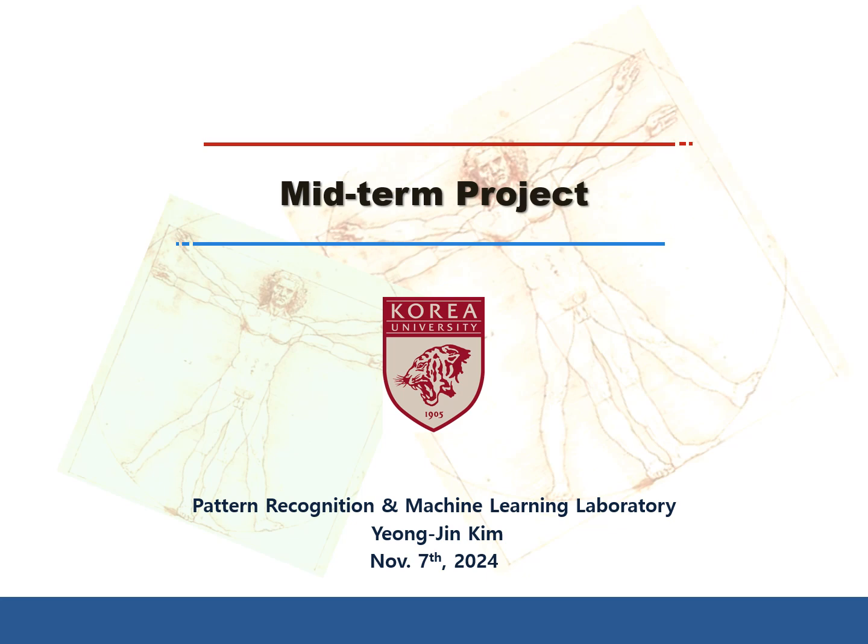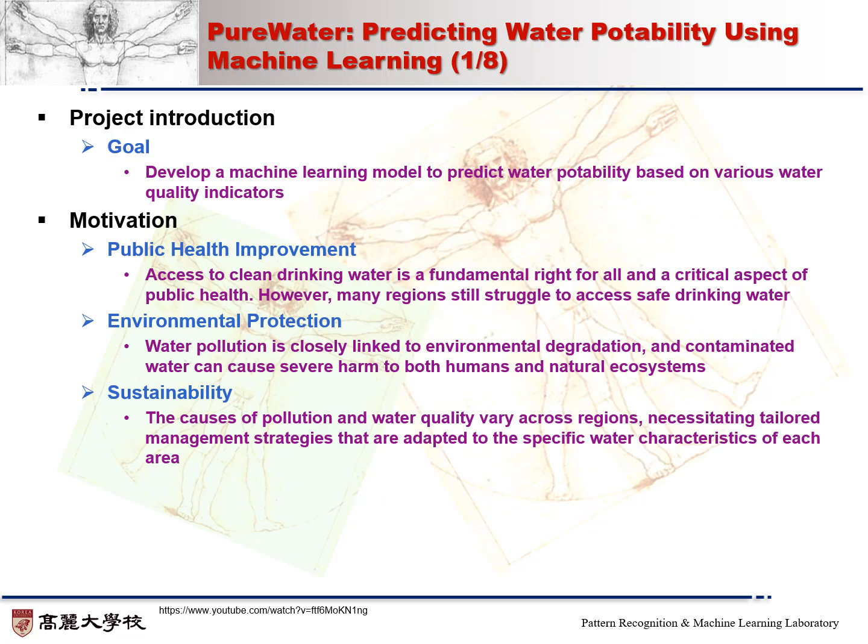So today, in this video, I'm gonna talk about the project I selected. The project is titled Pure Water, and it predicts drinkable water using machine learning. First, project introduction. The goal is to develop a machine learning model to determine drinkable water based on various water quality indicators. There are three main motivations behind this project.